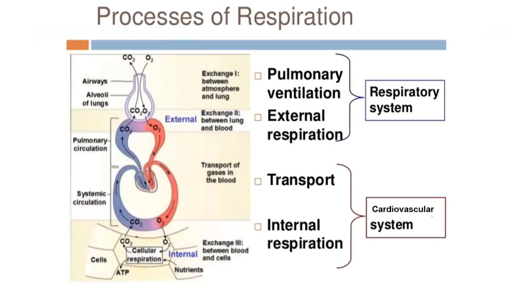So the term respiration actually implies four processes. Two of these are fulfilled by the respiratory system, and the other two involve the cardiovascular system. So the respiratory system controls what is called pulmonary ventilation and external respiration. Pulmonary ventilation, which is also known as breathing, is the movement of volumes of air by skeletal muscles into and out of the lungs. External respiration is the exchange of oxygen and carbon dioxide gases between the air in the lungs and the blood that's flowing through the pulmonary capillaries.